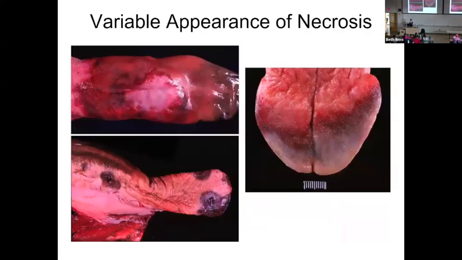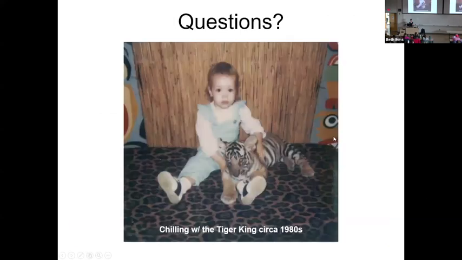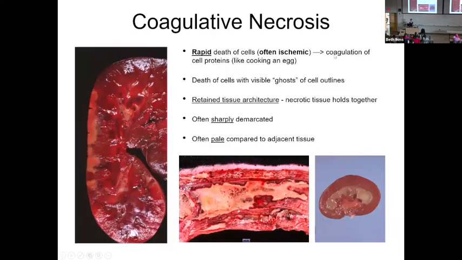That's like this tongue. This one, right? Happens so fast. This is coagulative necrosis. It results in coagulation of the cell protein, so it's like cooking an egg. You picture a raw egg in a frying pan as it's cooking. The proteins are solidifying, coagulating in place.